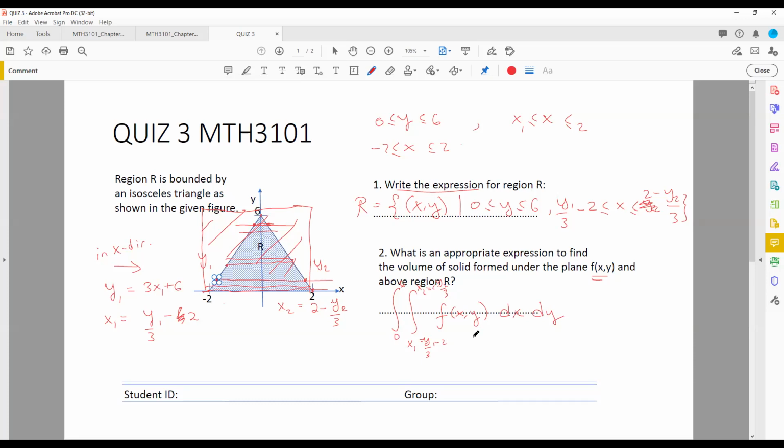So that's how the problem goes. Okay, so any question on that? Okay, no question. Okay, so let's go for change of variable.